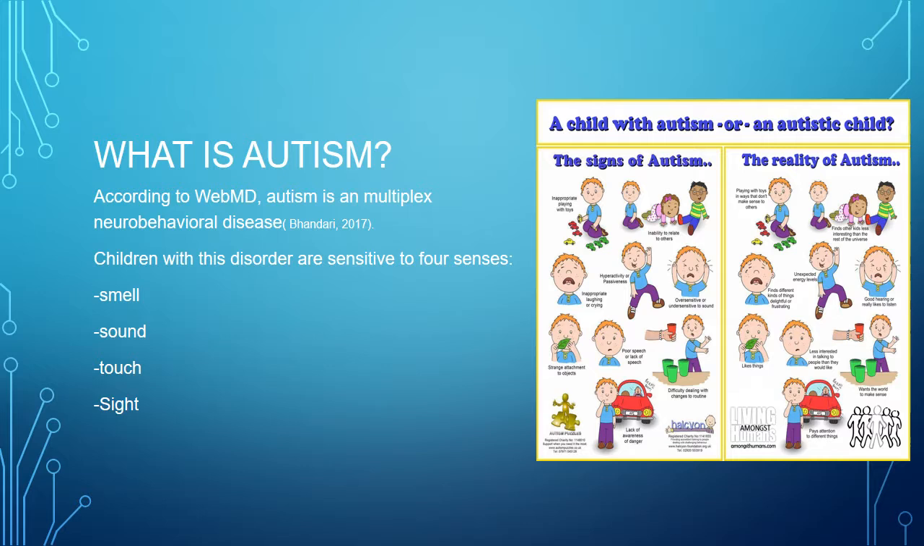What exactly is autism? Can anyone answer? Well, autism is a multiplex neurobehavioral disease. Multiplex means that it consists of many elements. In this case, it will be problems such as social interactions, language, and speech skills. Furthermore, autism is a disorder that affects the way the brain reacts to different abnormalities.